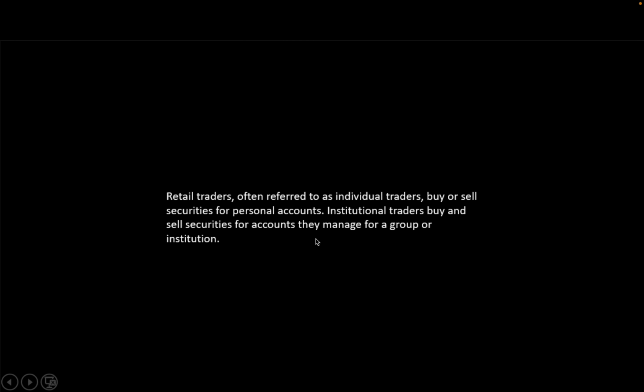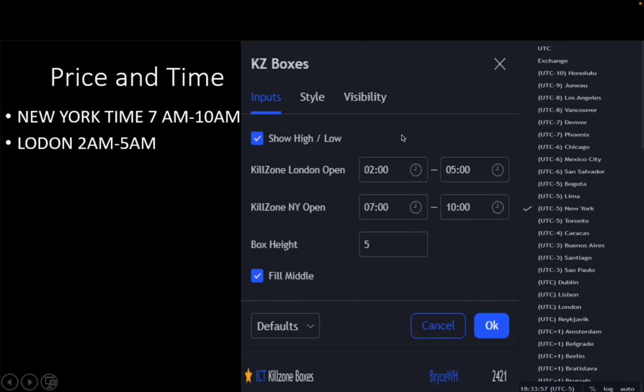Retail traders, often referred to as individual traders, buy or sell securities for personal accounts. Institutional traders buy and sell securities for accounts they manage for a group or institution. We are retail traders, but we do not think like retail traders.